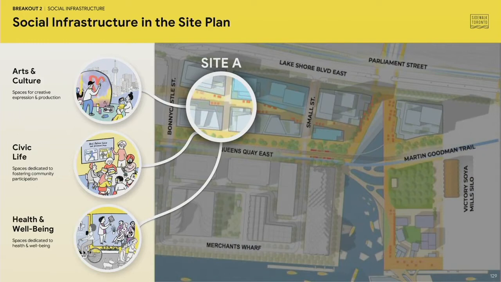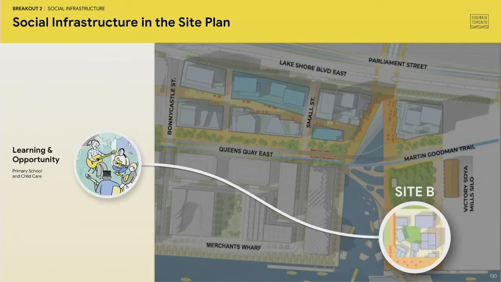So, as we think about the future of Quayside, we are envisioning social infrastructure spaces across the site. These dedicated spaces for community use are an important part of our vision for the STOA space you heard about earlier this morning. Spaces for arts and culture, civic life, and health and community services will be integrated into parcels 1 and 2. And a Toronto District School Board primary school and childcare center have been sited for parcel 5.